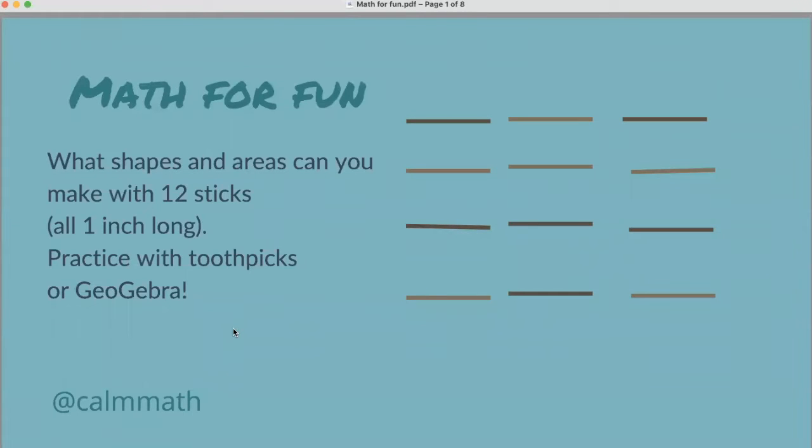Hey, it is Darby at Calm Math, and today's Math for Fun is making shapes and finding area.